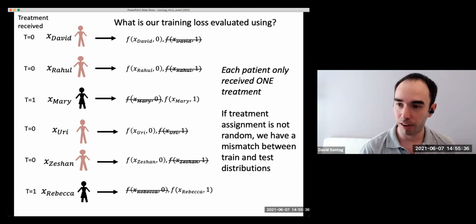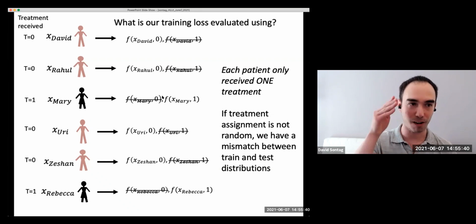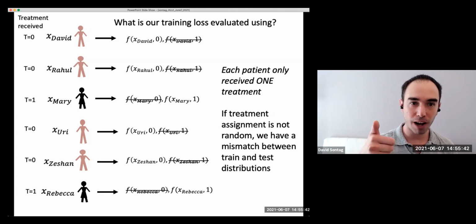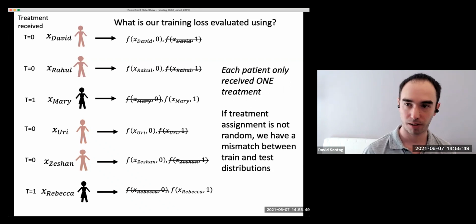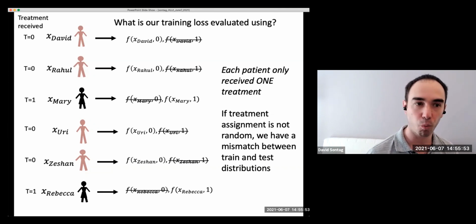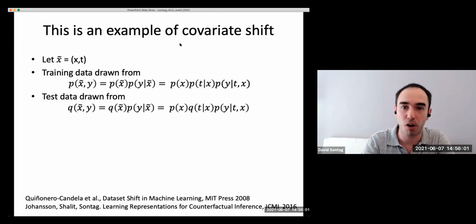And so you can start to see a mismatch here. If your training distribution looks like this, and if your treatment assignment was not flipping a coin, then your training distribution doesn't look like your desired test distribution. And that's going to be a big limitation when one can actually do these predictions of treatment effectiveness from observational data. Formally, this goes by the name of covariate shift.